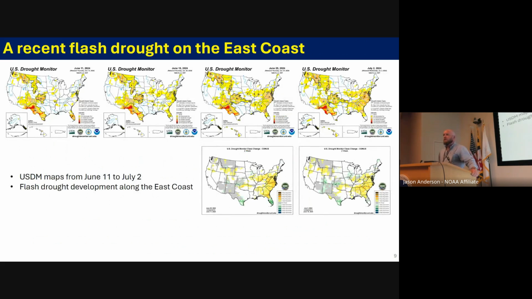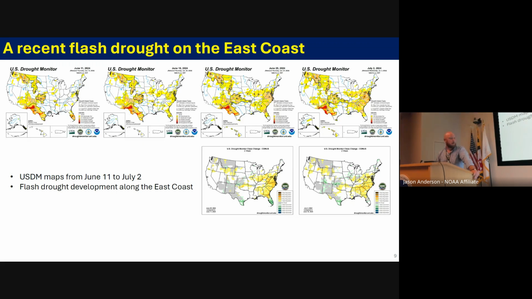But we're going to switch gears a little bit because the U.S. Drought Monitor does not use solely soil moisture. In our work so far, we've been using a lot of soil moisture-based methods to identify flash drought, but the USDM uses a lot of other inputs such as SPI, SRI, and Palmer drought. So we're going to look at a recent event that happened on the East Coast.